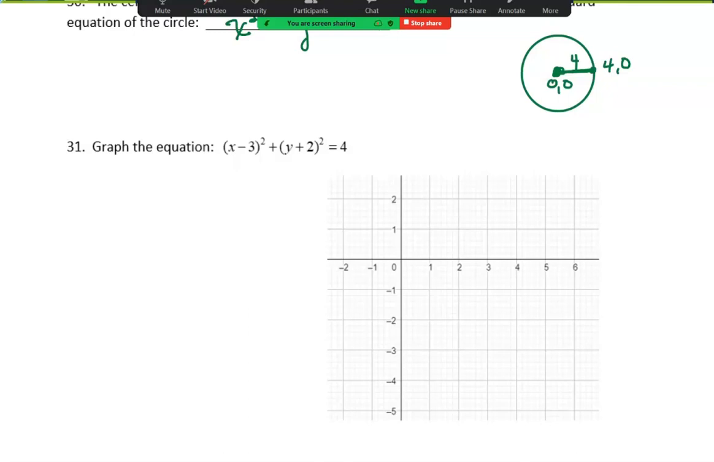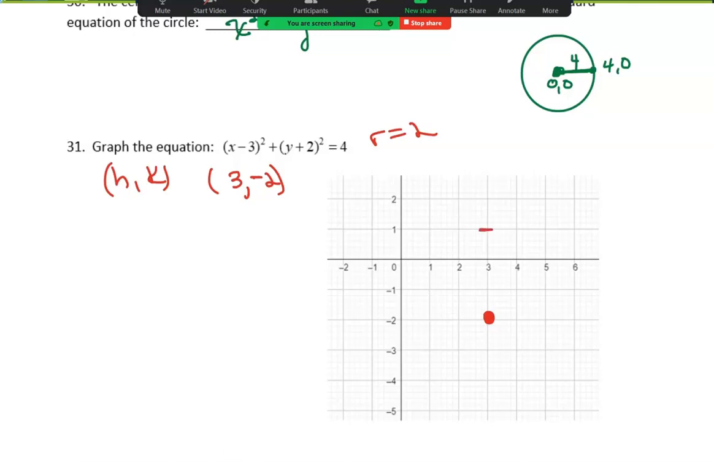Okay, let's go to the next one. Here's the equation. So that tells me my h, k is going to be 3, comma, negative 2. Go back to your formula if that's confusing for you. Go across 3 and down 2, and that is your center. Your radius has to be 2 if your radius squared is 4.